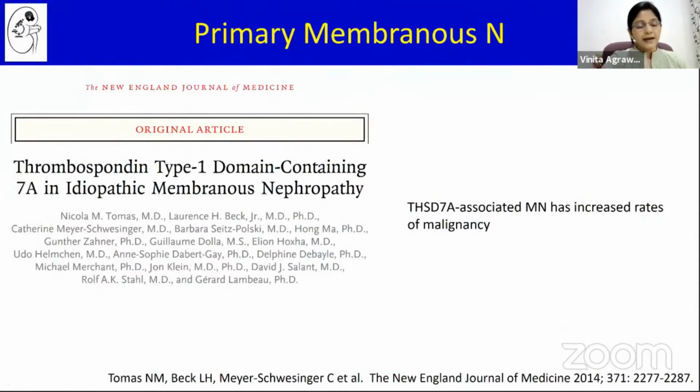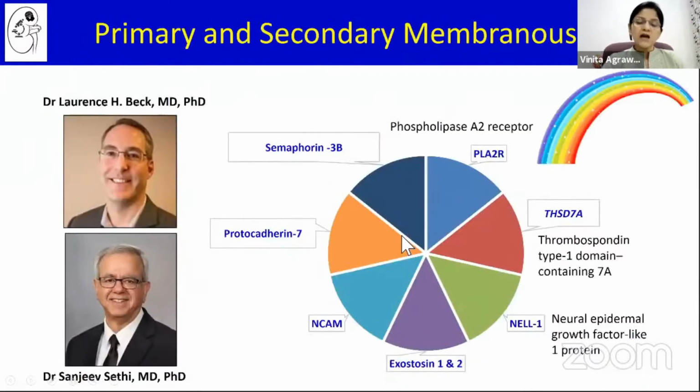The second antigen which was detected was thrombospondin, in 2014, and it is again an antigen which has a serum counterpart, but it has also been seen in malignancy associated conditions. After these two antigens, a multitude of antigens have now been discovered, related to both primary and secondary membranous nephropathy. The credit goes largely to Dr. Lawrence Beck from Boston Medical Center and Dr. Sanjeev Sethi from Mayo Clinic, where the integration of laser microdissection techniques and mass spectrometry has been able to detect a large number of antigens.